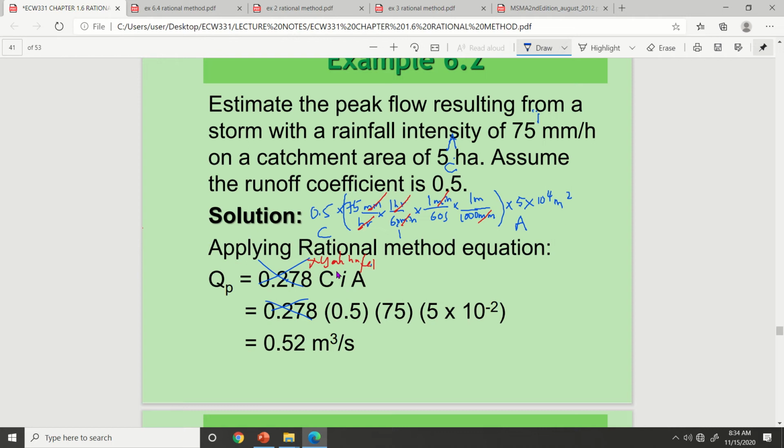So this one is my C. I is 75 millimeter per hour, so convert into meter per second. This one A is 5 times 10 power of 4 meter square area. So you calculate here, you can calculate this one and then you will get this value, 0.52 meter cube per second.